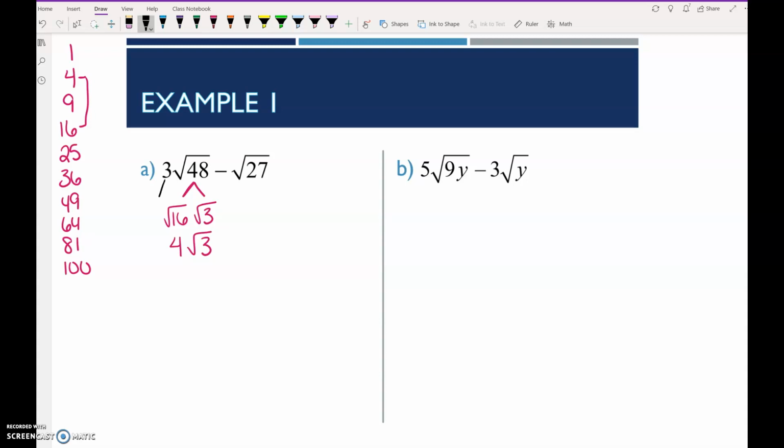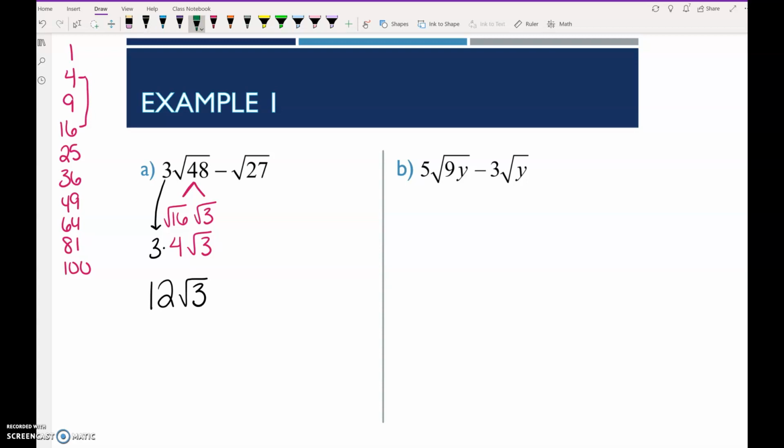But we can't forget that there was a 3 in front of that term before we simplified the square root of 48. 3 and 4 are both not under the radical. That term becomes 12 times the square root of 3.